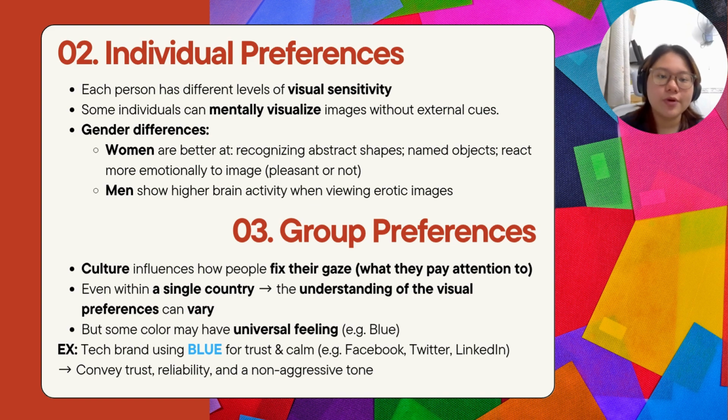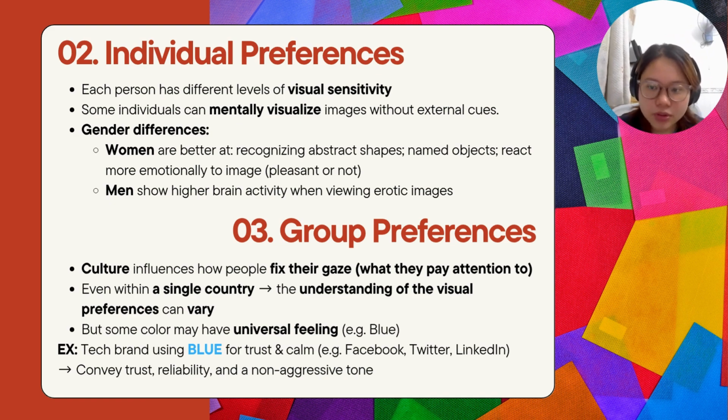Second, the individual preference of vision. Each person has different levels of visual sensitivity. Some people will quickly notice a change in color or design, while others may not notice it very easily. And some individuals can mentally visualize an image without needing external cues. For example, athletes often use mental imagery to prepare for competitions.